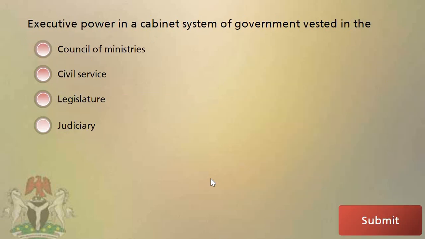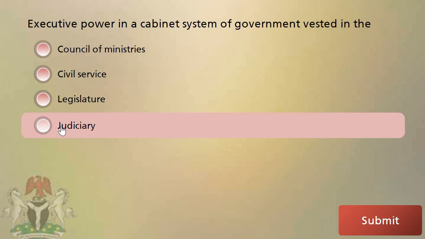Question 3. Executive power in a cabinet system of government is vested in the A, Council of Ministers; B, Civil Service; C, Legislature; or D, Judiciary?